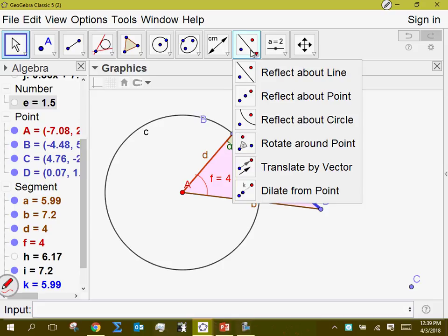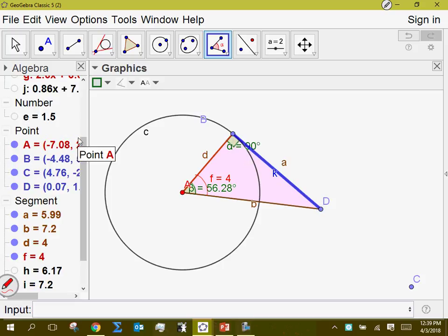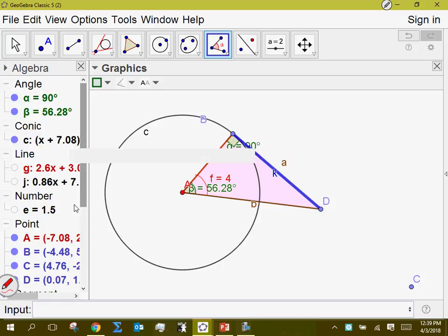Okay. Now there is also an angle here at A, right? 56.28. I'm going to take and see what the tangent of that angle, 56.28, is.